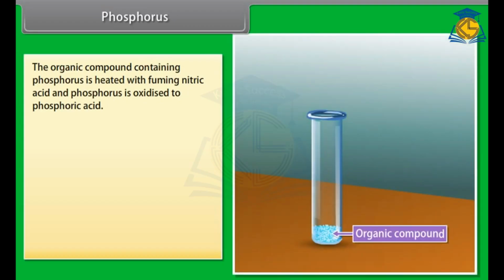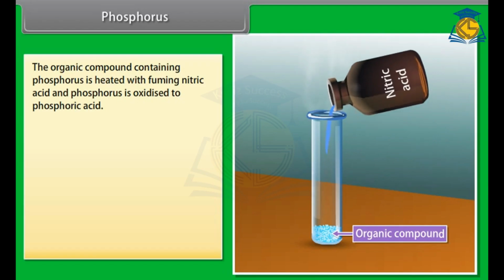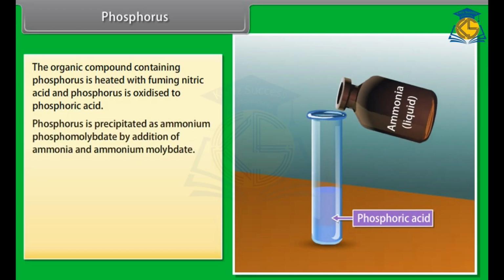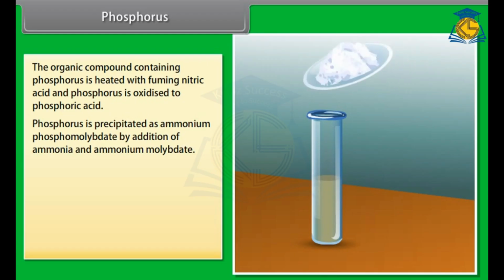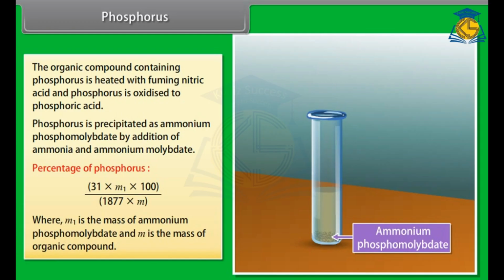Phosphorus. The organic compound containing phosphorus is heated with fuming nitric acid and phosphorus is oxidized to phosphoric acid. Phosphorus is precipitated as ammonium phosphomolybdate by addition of ammonia and ammonium molybdate. Percentage of phosphorus = 31 × M1 × 100 / 1877 × M, where M1 is the mass of ammonium phosphomolybdate and M is the mass of organic compound.